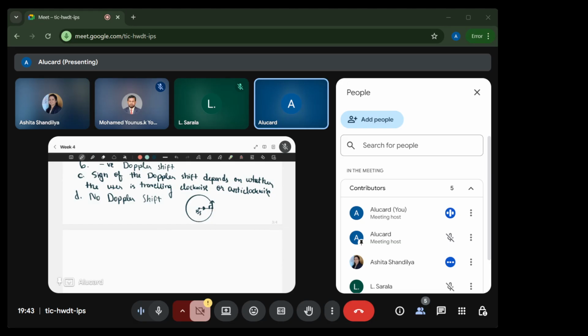Okay, so if he's moving in a circular path, he sees no Doppler when the base station is at the center.